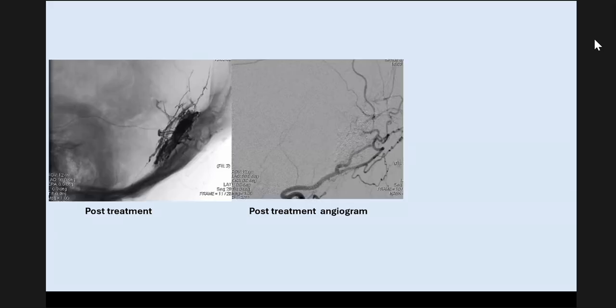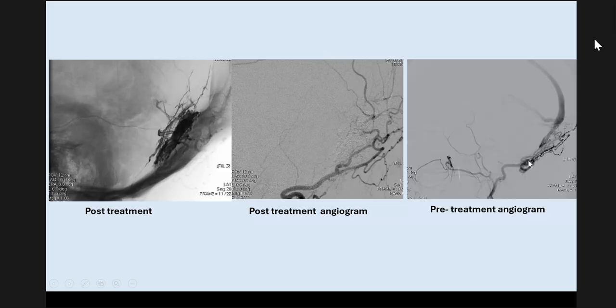So this patient had embolization. This is the appearance post-treatment, and you can see the cast of the embolizing material used. On the post-treatment angiogram, there is filling of the occipital artery and its branches, and you note that there is no early filling of the venous sinuses. And this is the pre-treatment angiogram where we see the early filling of the venous sinuses. So very nicely embolized, with satisfactory resolution of the shunting.